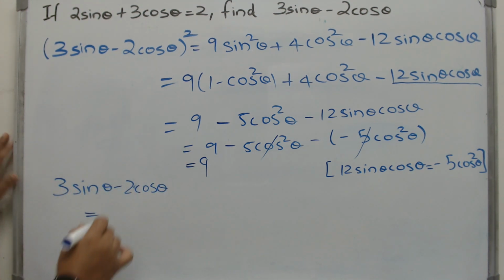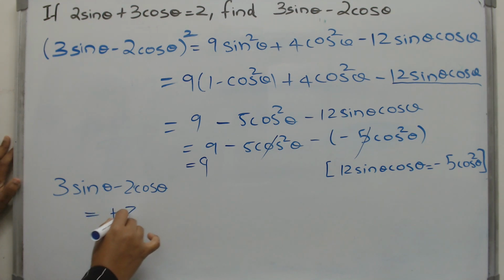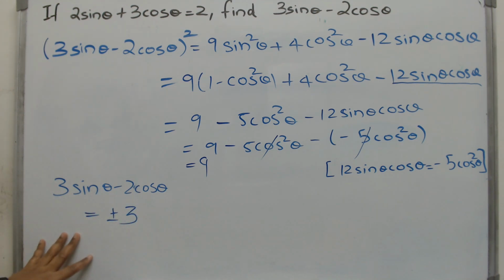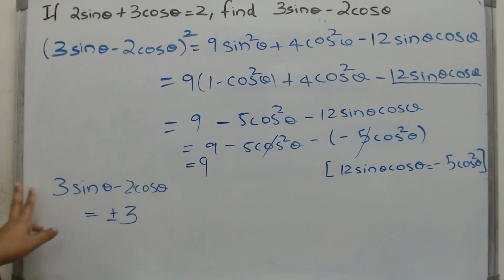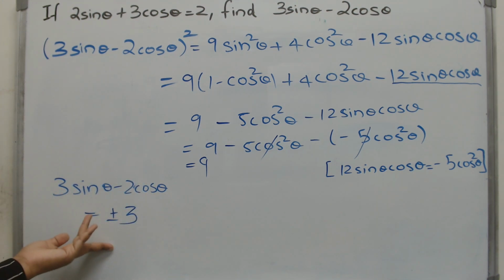But one thing, remember, you have to take both the options, plus 3 and minus 3. So this term here can take two values. It can be plus 3 or it can be a minus 3.